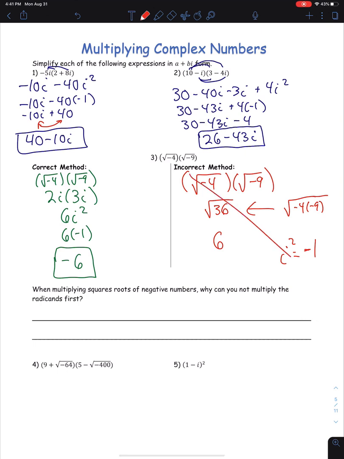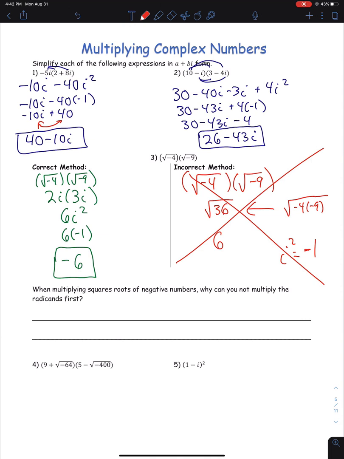So you never want to just multiply the radicands when they're negative. Always simplify them to the imaginary versions, and then once you take out that negative, radical -1, and make it i, then you can multiply the radicands.